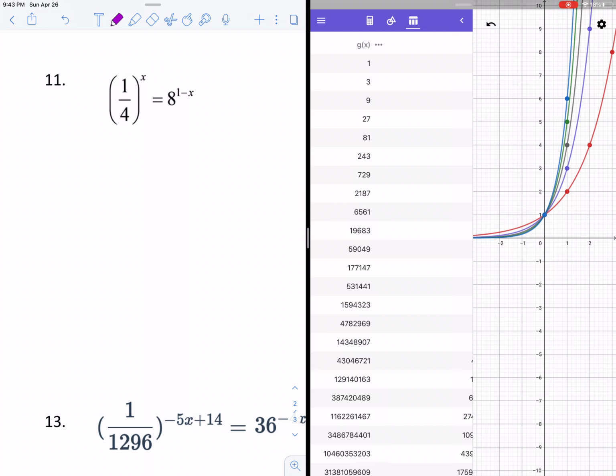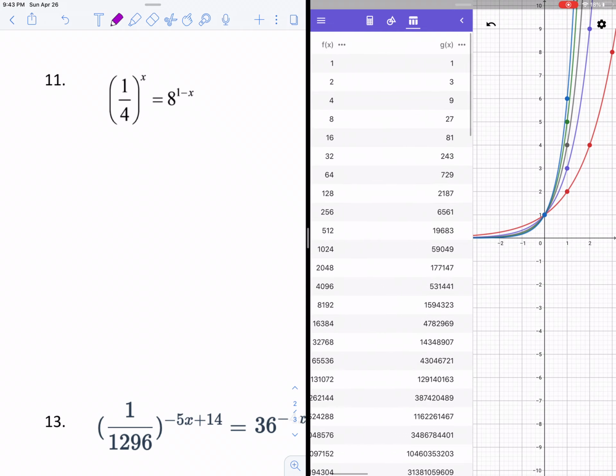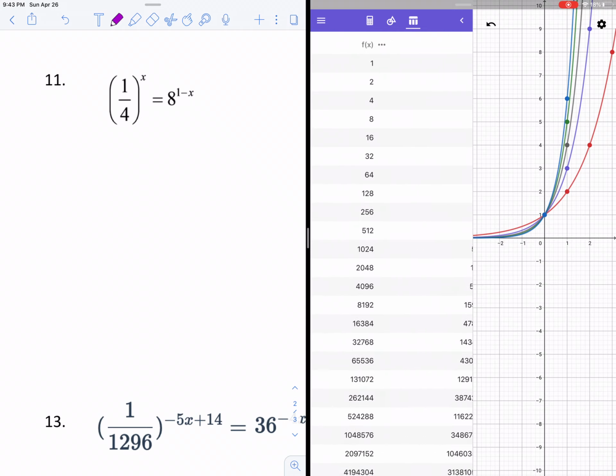Okay, how could I rewrite 1/4 and 8 to have the same base? Anybody think of a number we could use to rewrite 4 and 8? Those are both powers of 2. If I look at my F column, I have 2 to the 0 power is 1, 2 to the first power is 2, 2 to the second power is 4, 2 to the third power is 8. Those are my first few powers of 2.